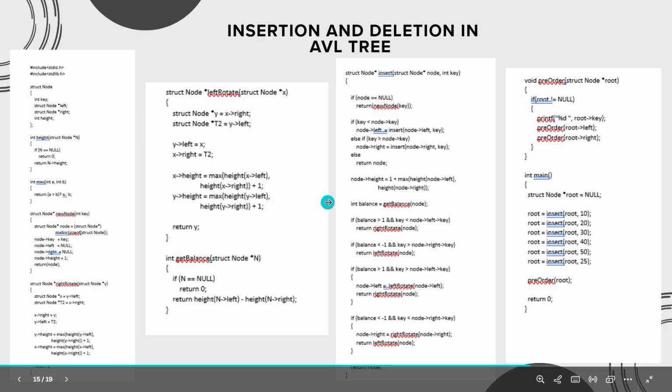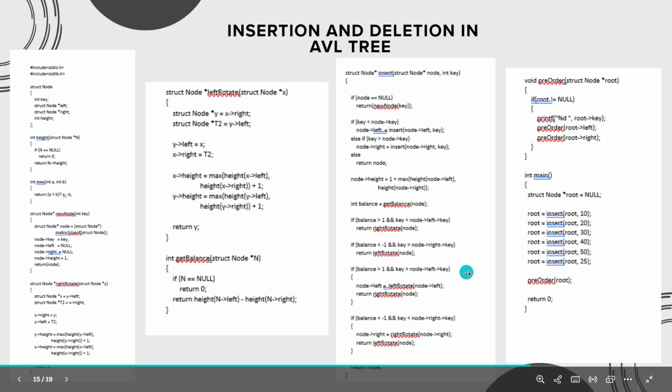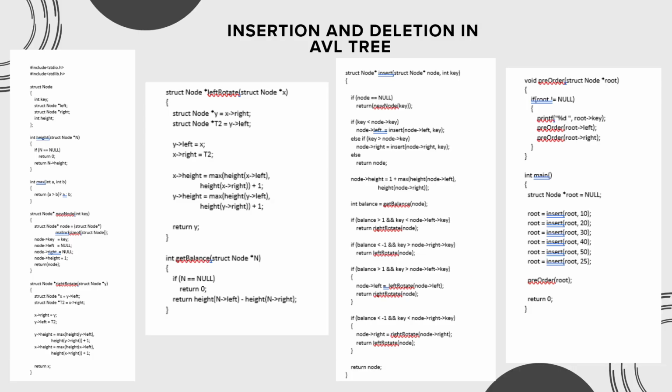So the get balance function calculates the balance factor, which is height sa left subtree minus height sa right subtree. If the node is null, balance factor is 0. Kani, it help us know kung left heavy or right heavy ang atong tree or balance ba ang atong tree. So we know if kinahanglan nato og rotation.